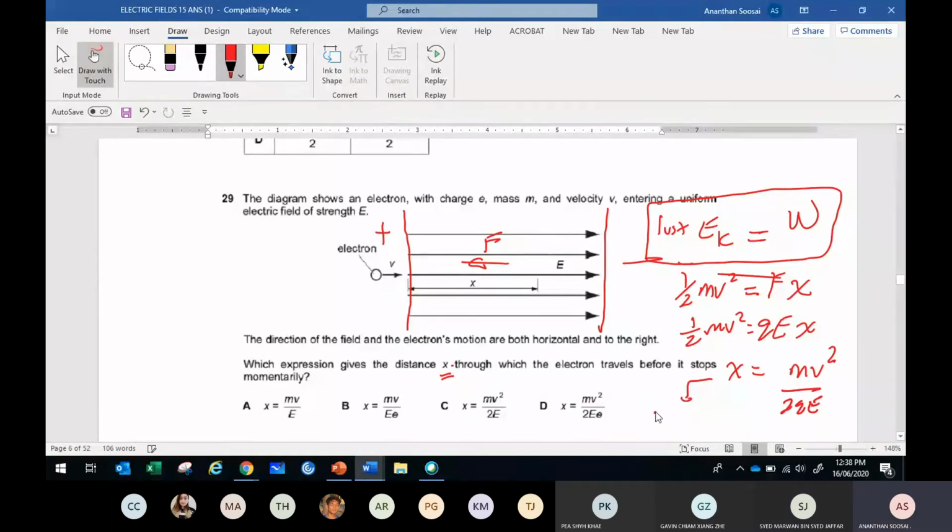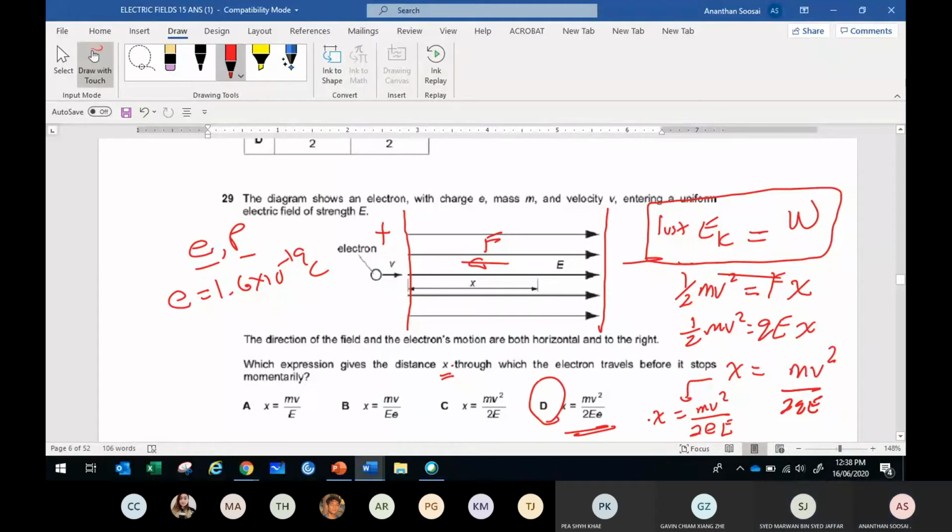Sometimes the charge they write as elementary charge symbol e. Small e is the elementary charge symbol, the charge possessed by one electron. Small e is equal to 1.6 times 10 to the power of negative 19 coulomb, the charge possessed by an electron and a proton. So they put e sometimes. The Q is replaced with e. Okay, good. The answer should be D. So all of you got D. So here's the working.